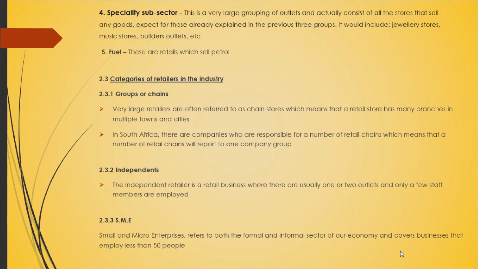And then the next one is independents. So the independent retailer is a retail business where there are usually 1 or 2 outlets and only a few staff members employed within that business. So with your independent stores, these are the types of businesses where you only find one of that business in a mall, in a certain area only. And then SMEs. SME basically stands for small and medium enterprises, and they refer to both the formal and informal sector of our economy. And it covers businesses that employ not more than 50 people.